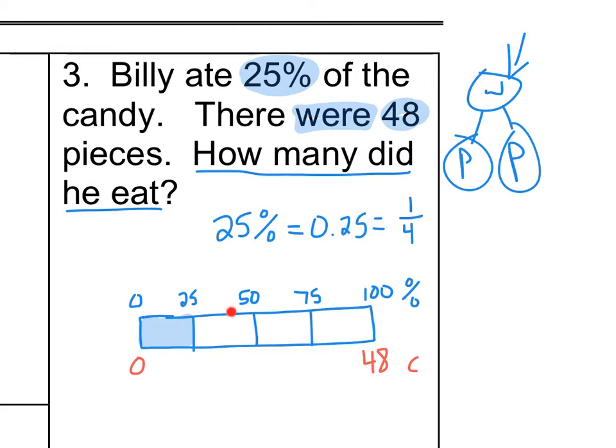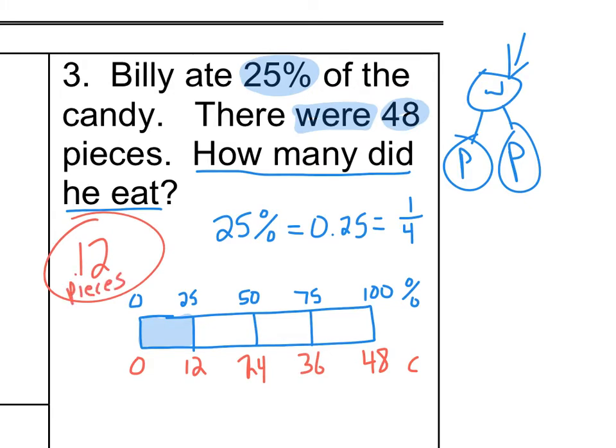So that lets you just draw a tape diagram with 4 pieces and fill in one of them as our 25%. And now all I have to do is take my 48 total and divide it by 4 to figure out what each of these bars will be. And so, 12. And then 24, 36. So he ate 12, right? 12 is what he ate, 12 pieces. And you can put your little label there.